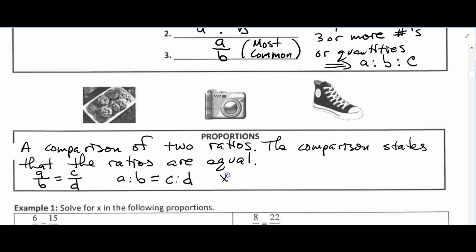Alright, and then solve using cross multiplication. Alright, so if you need review on that, you will get that in the next video. But these are the important points on proportions.